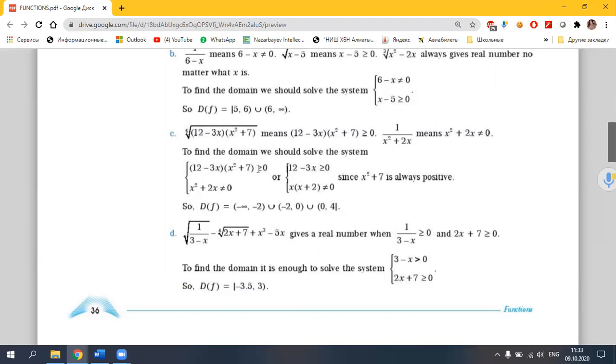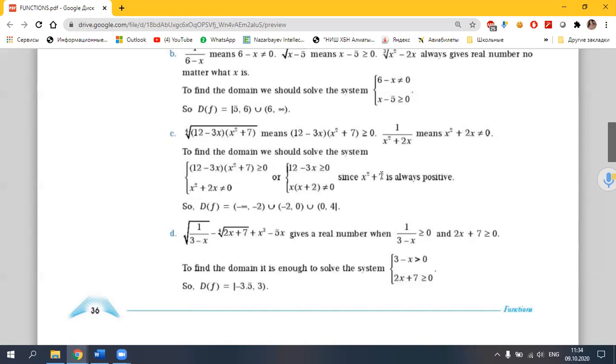Себебі екінші жақша x квадрат плюс 7 is always positive. Әрқашанда оң сан. Кез келген санның квадратына 7-ні қоссаң, ол әрқашан оң сан шығады. So, 12 минус 3x деген жаңағы теңсіздікті, inequality'ді шешеміз. Сонда x кіші немесе тең 4-тен болады, өйткені 12 divided by 3 is equal to 4. Екіншісі, we take the x outside of the brackets, so the roots of this equation is 0 and negative 2. Екіншісінен 0 және минус 2 шығады.